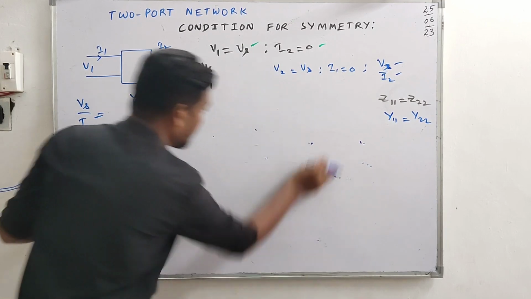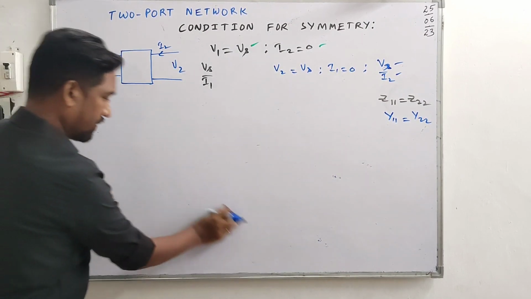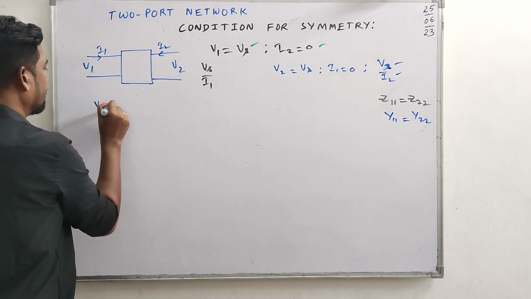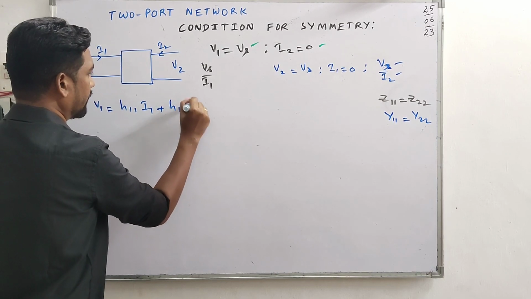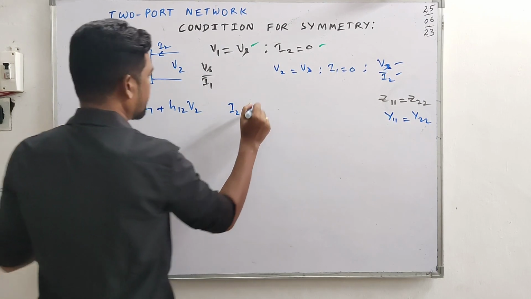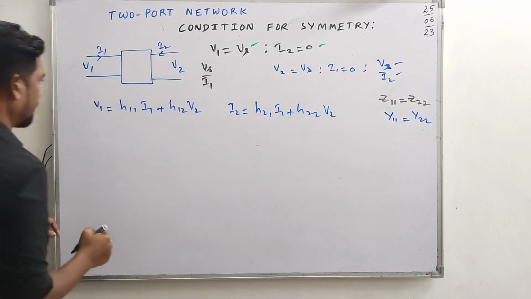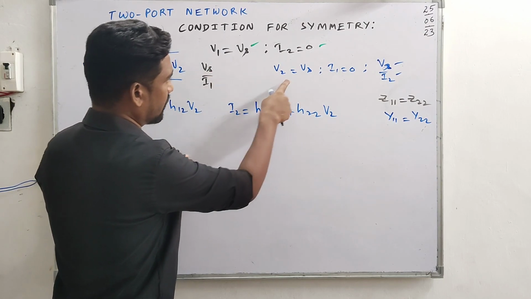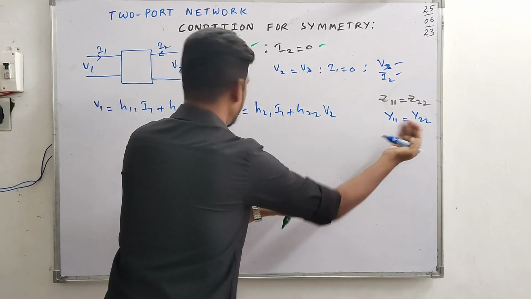On the other hand, the same procedure gives the condition for symmetry in terms of h parameters. We'll have to recall the two expressions for h parameters: V1 equals h11 I1 plus h12 V2, and the second equation is I2 equals h21 I1 plus h22 V2. Once again, the same procedure: we make use of this condition, find this ratio, and equating that will give a relationship very similar to the previous one.